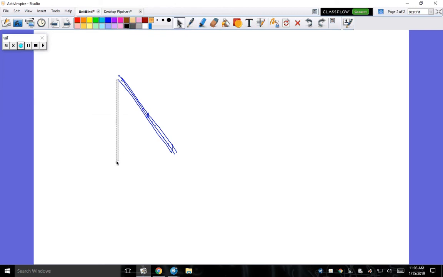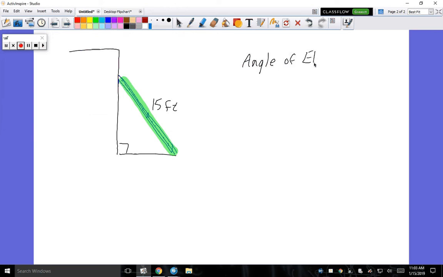So we know when it leans, it's going to have this 90-degree angle. Okay, so let's make the house a little bigger. And this is the 90 degrees right here. We know that the ladder is 15 feet, so we at least know the hypotenuse length. And it says the angle of elevation of the ladder is 80 degrees. Angle of elevation is 80 degrees.